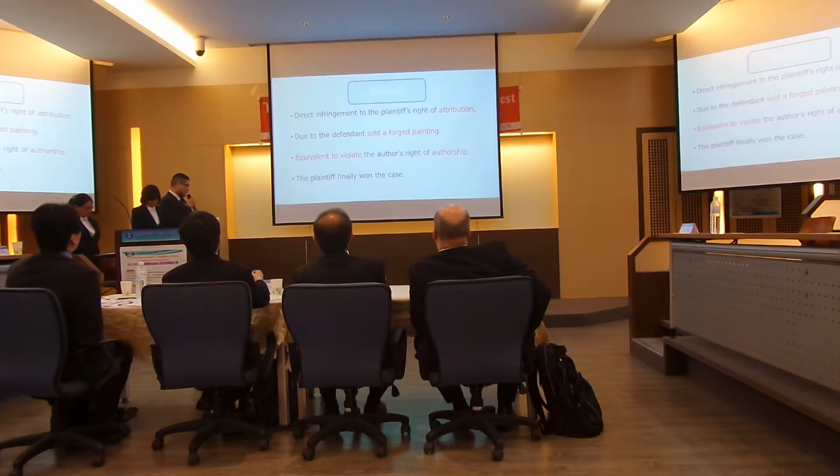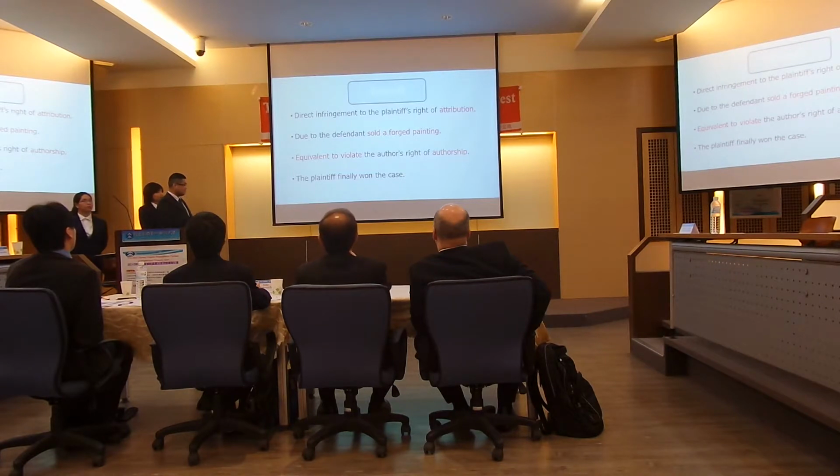In the end of this case, the court held that the defendants' sale of the three paintings, which were attributed to Wu Guanzhong's name, was a direct infringement of the plaintiff's attribution right. This behavior is equivalent to violating his right of authorship. In this case, the plaintiff won. As we mentioned before, there are four types of China moral rights, which contain attribution. Though China copyright law does not explicitly list the right of attribution, this right is already embodied in its own judgment.